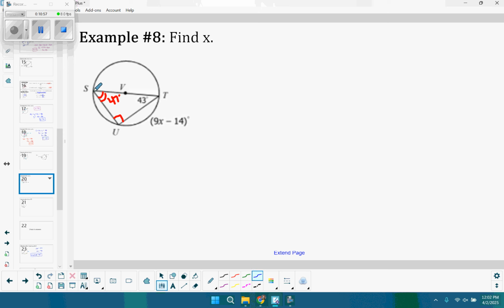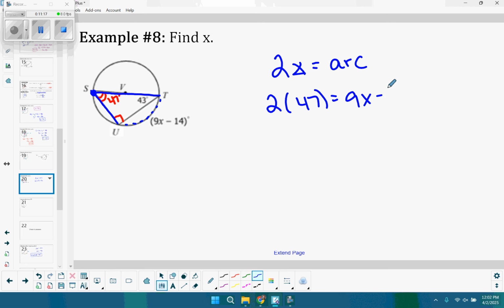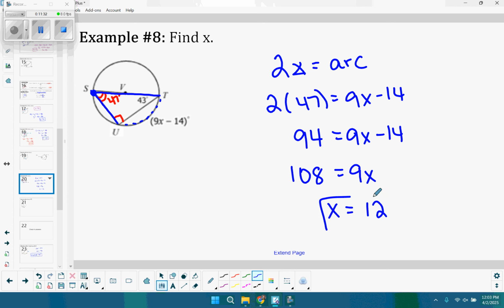What I can now use is this angle over here is on the circle, and it's this intercepted arc. So 2 times angle equals arc. 2 times the 47-degree angle is equal to the 9x minus 14 arc. So this is 94 equals 9x minus 14. Add our 14. 108 is equal to 9x. And when I divide by 9, x is equal to 12.